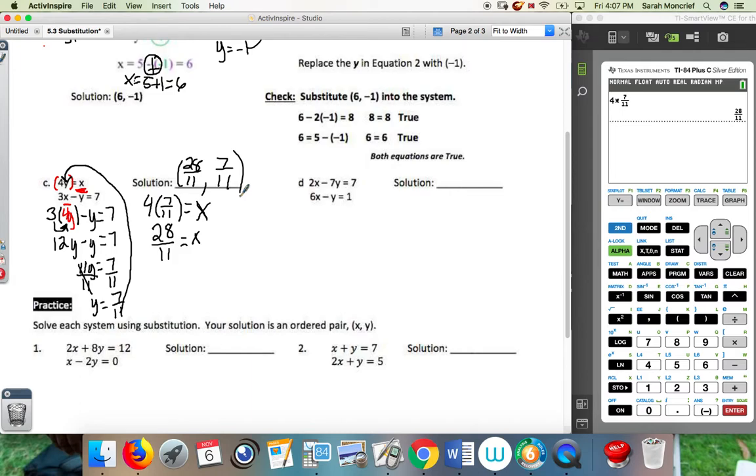All right, now let's look at D. D is a little different from all the ones that we've seen. We have 2x minus 7y is equal to 7, and 6x minus y is equal to 1. Take a look at those and tell me if they have a variable by itself.